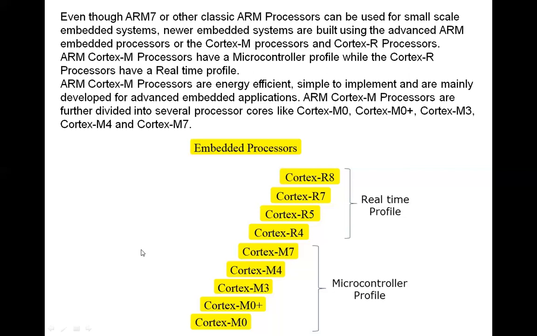But Cortex R4, R5, R7, and R8 are real-time processors. So this is the division between these embedded processors.